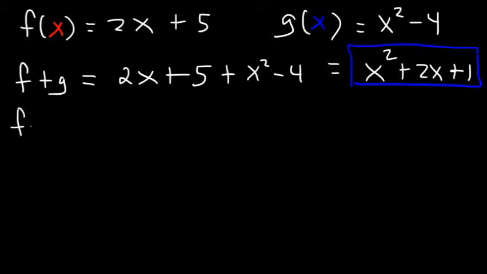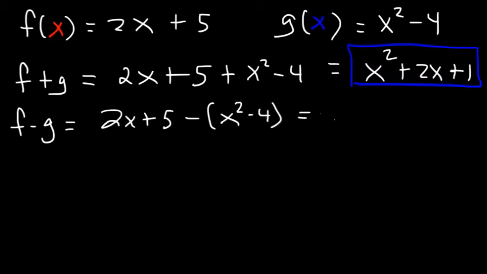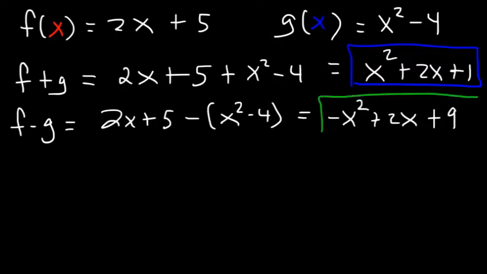Now what about f minus g? f is 2x plus 5, and then it's going to be minus x squared minus 4. So this is going to be negative x squared plus 2x, and then we have 5 minus negative 4. 5 minus negative 4 is like 5 plus 4, which is 9. So that's equal to f minus g.